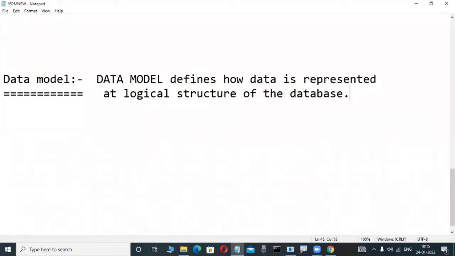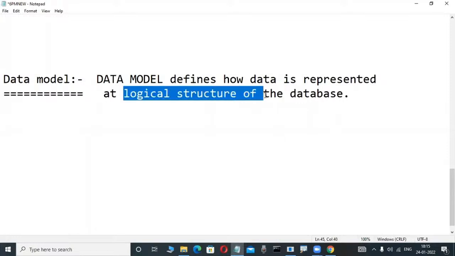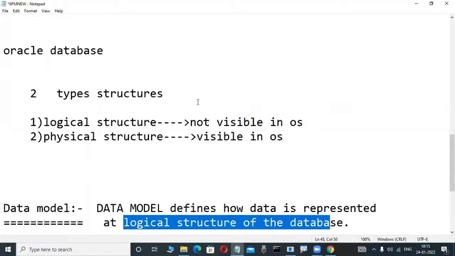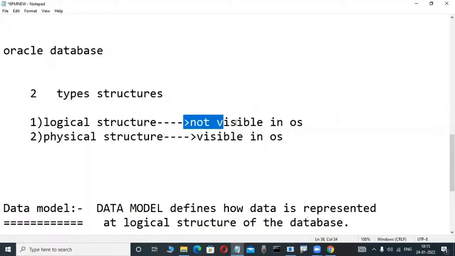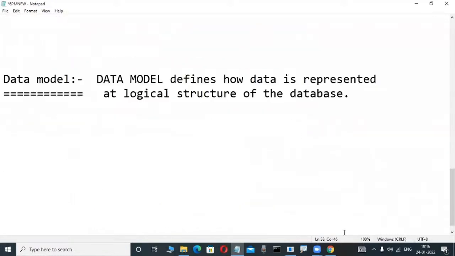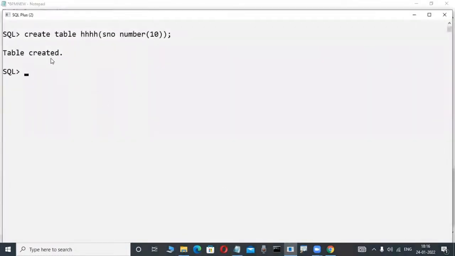And now check it out on screen. What is a logical structure? In previous classes I told you, a structure which is not visible in the operating system is called a logical structure. When you create a table, it is not visible in the operating system, but that structure is visible in the database. Very good. Now in this database, how data is represented is specified in the format of records, but unfortunately these collections of records are in matrix format.